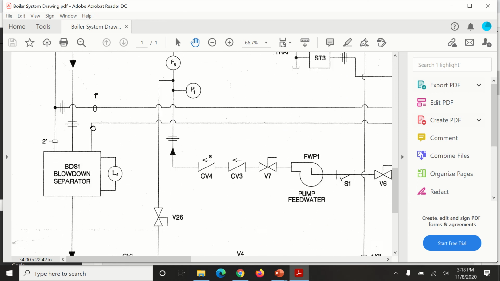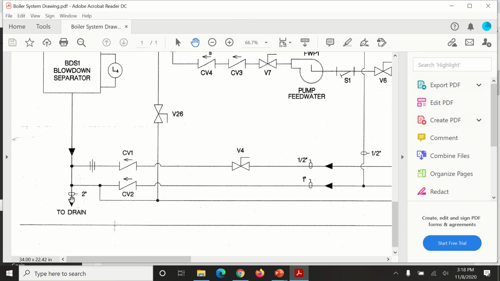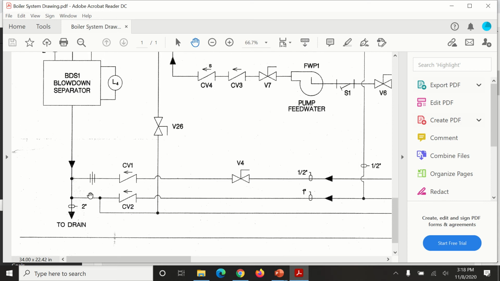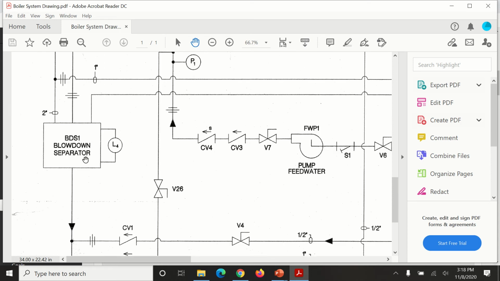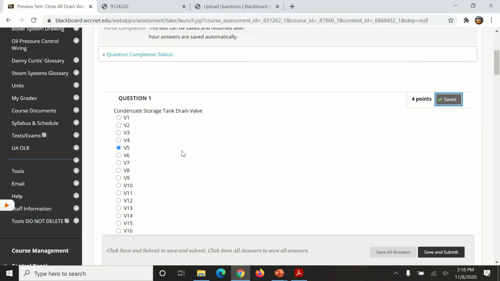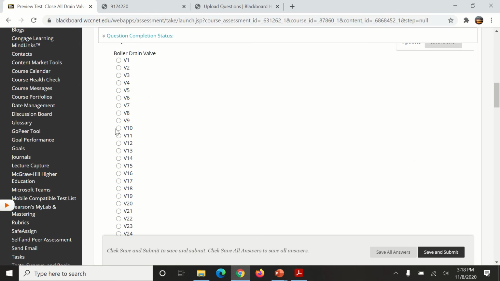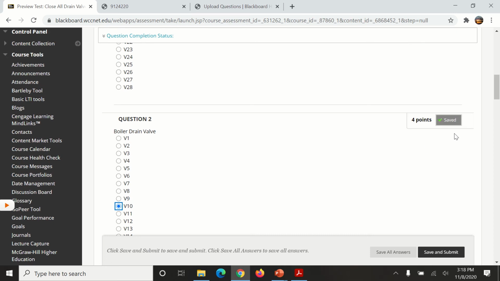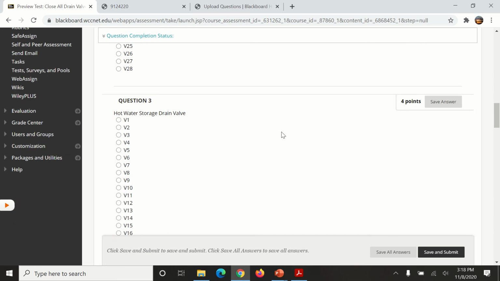It drains into the blowdown separator because nothing that you put down a city drain can be above 140 degrees. And you'll see that's why you have a water supply that comes across here to quench that hot boiler water. But this valve here indeed is the boiler drain valve. And of course V10, you'll go back to the question, and for boiler drain valve you'll pick V10. Make sure it clicks on save there.